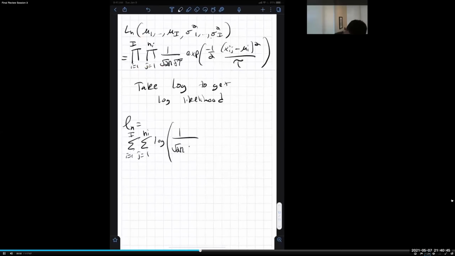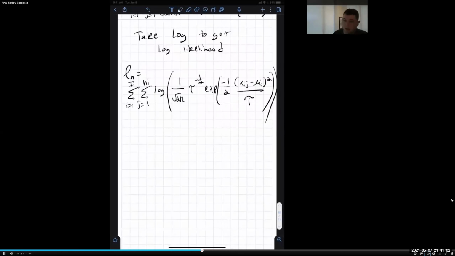So 1 over root 2 pi, and I'm going to write this as tau to the negative 1/2. It's the same thing as before, just so that we can see for the next step what I do. Times exponential of negative 1/2 xij minus mu i squared over tau. Okay. Now the next step I'm going to do again is I'm just going to distribute the log. So sum i equals 1 to I, sum of j equals 1 to ni.